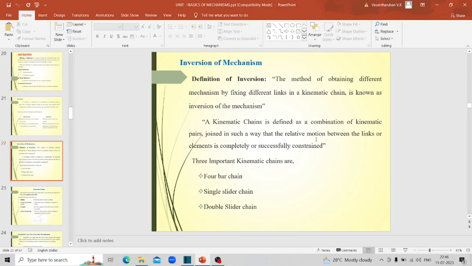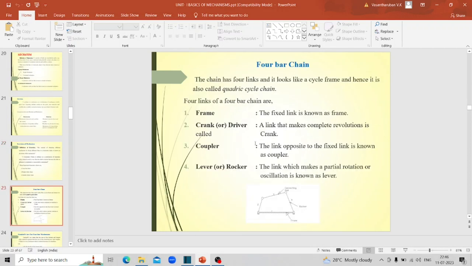A kinematic chain is defined as the combination of kinematic pairs joined in such a way that relative motion between the links or elements is completely or successfully constrained. It is interconnected. It is called kinematic chain. The three important kinematic chains are four bar chain mechanism, single slider crank chain mechanism, and double slider crank chain mechanism. So these are our syllabus. We will see one by one. First one we will see is the four bar chain mechanism.